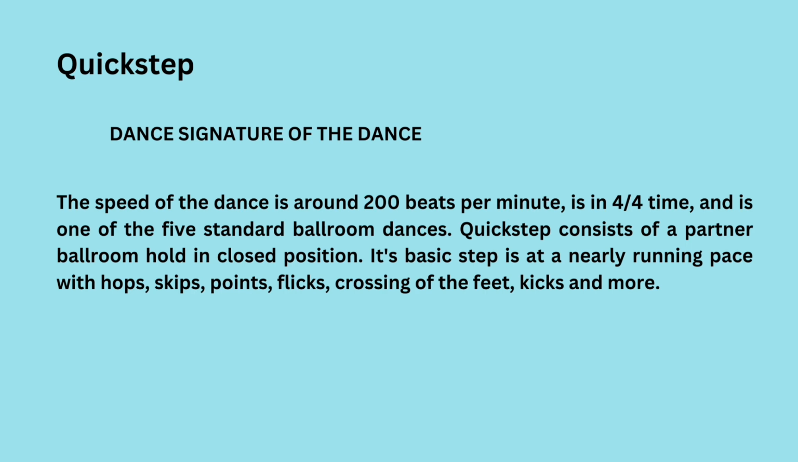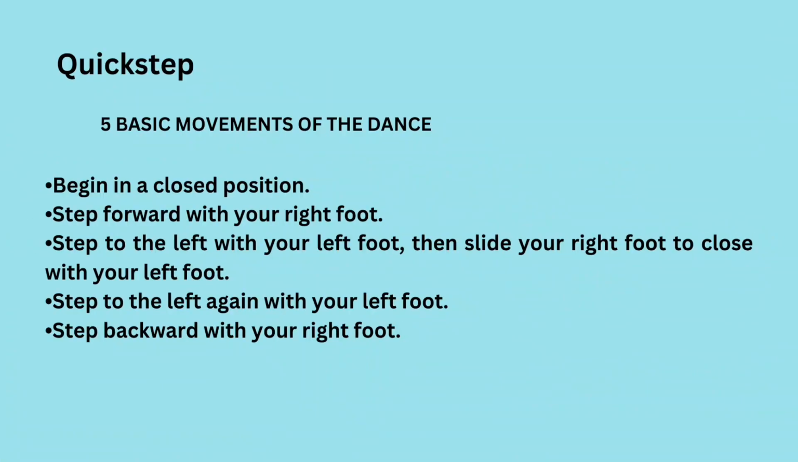Its basic step is at a nearly running pace with hops, skips, points, flicks, crossing of the feet, kicks, and more. Basic movements of quickstep. First, begin in a closed position. Second, step forward with your right foot. Third, step to the left with your left foot, then slide your right foot to close with your left foot. Fourth, step to the left again with your left foot. Fifth, step backward with your right foot.